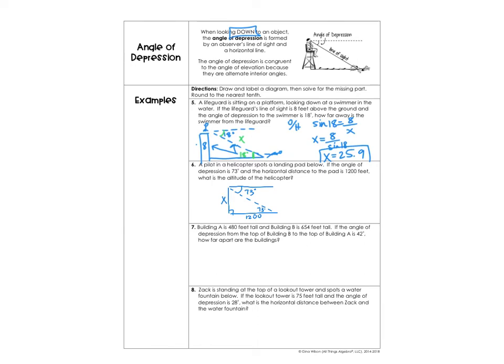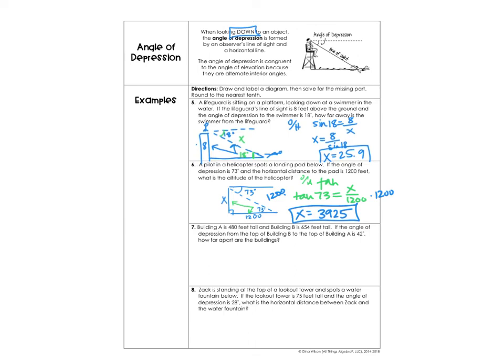So we're given the angle of depression. We are looking for opposite, and we have adjacent. Opposite and adjacent is tangent. Well, so we have the tangent of 73 equals the opposite, which is x, over adjacent, which is 1,200. So to solve for x, we multiply by 1,200 on both sides, and you get x equals 1,200 times the tangent of 73, which is 3,925. Okay, number 7.